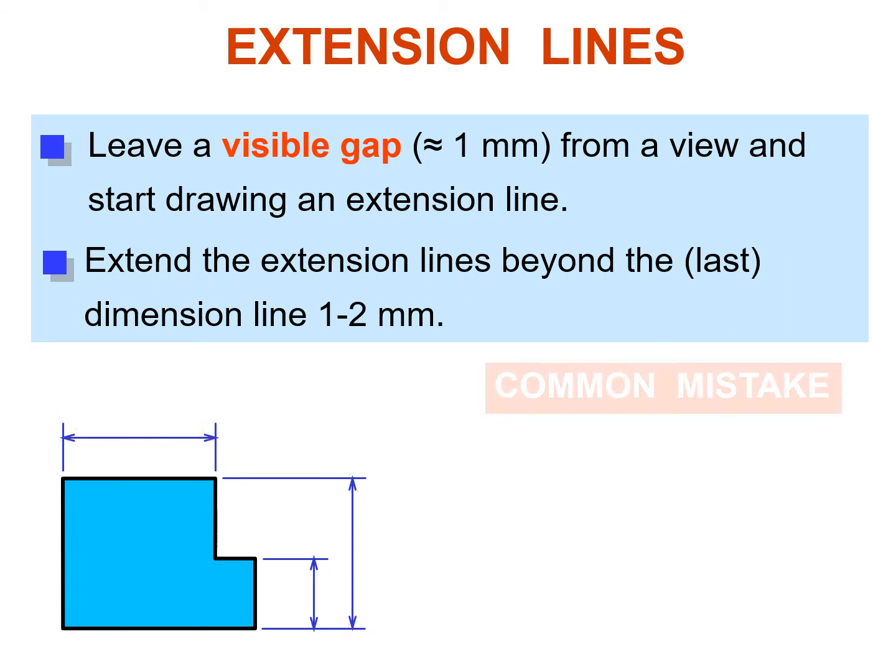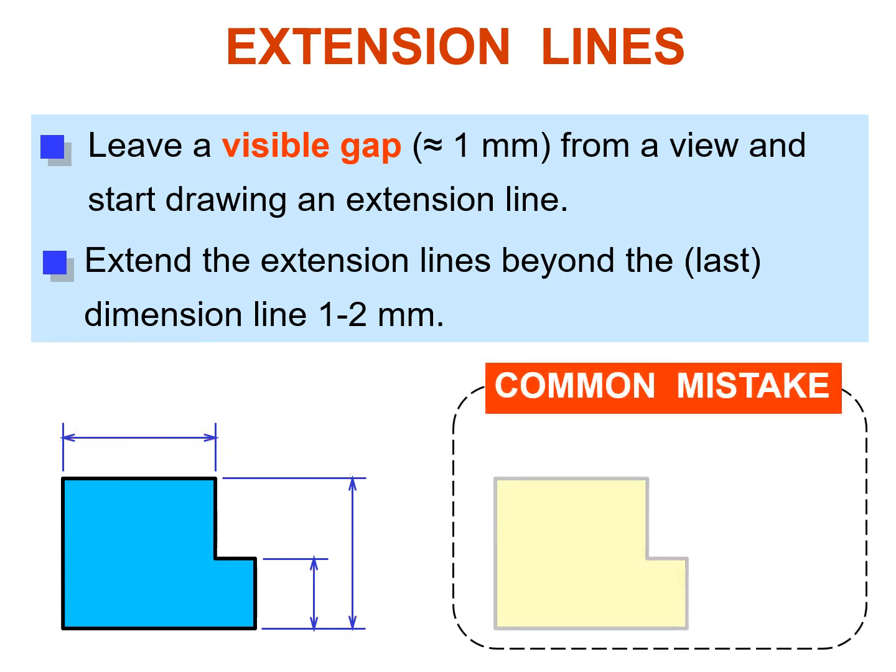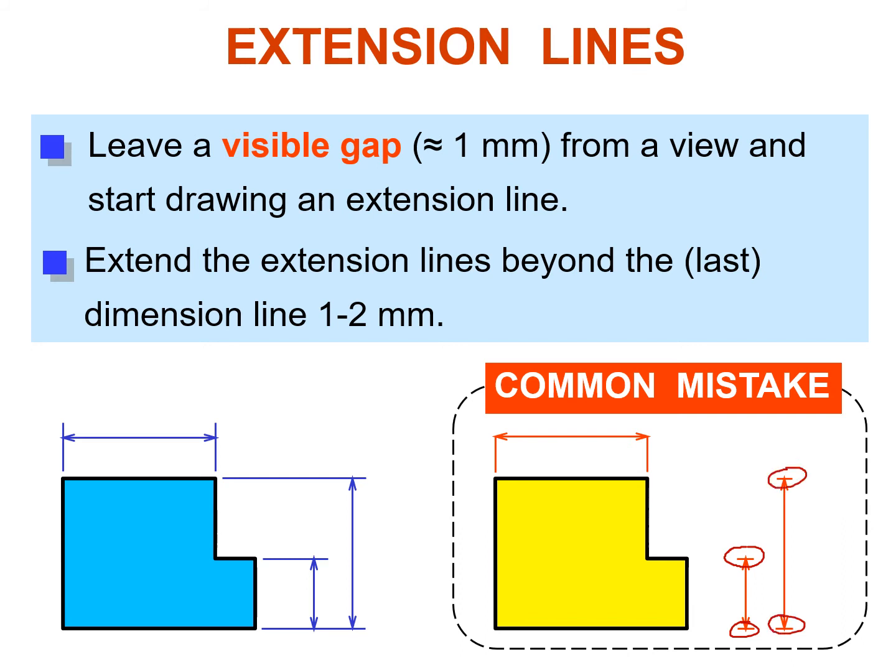These are the recommended practices, and these are the common mistakes that people make by placing their extension lines or dimension lines. As you can see, the extension lines are too far away from this feature, so it does not properly represent the dimensions of this feature. And here, as you can see, the extension lines are not properly extended beyond this dimension line. So these are the common mistakes that people make.